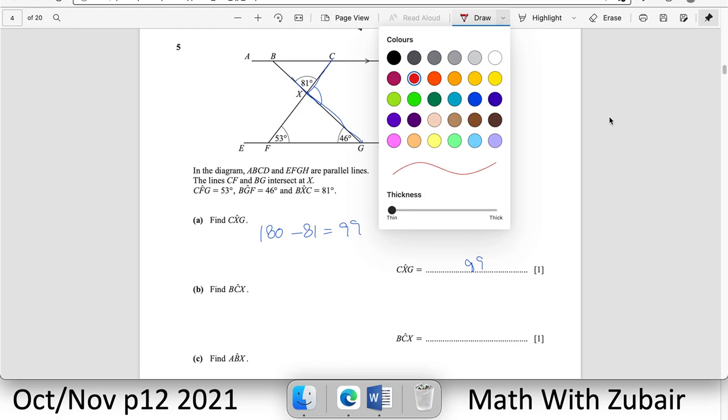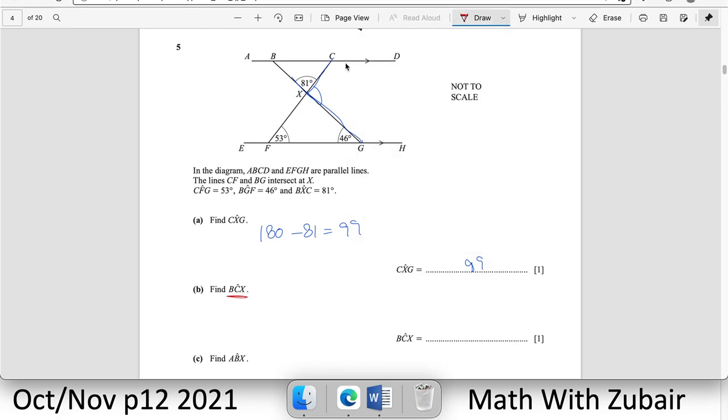So moving on to the second part, it says find BCX. BCX. So if you just see this, we can find alternate angles. So BCX is 53 degrees.